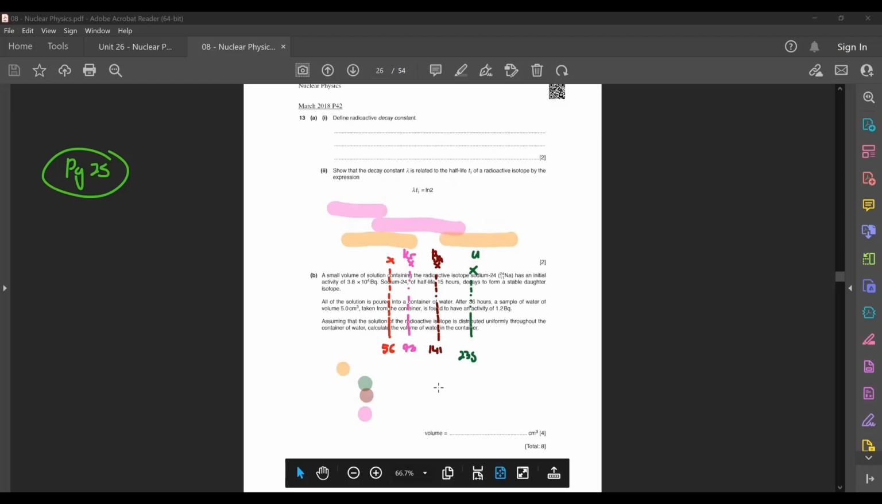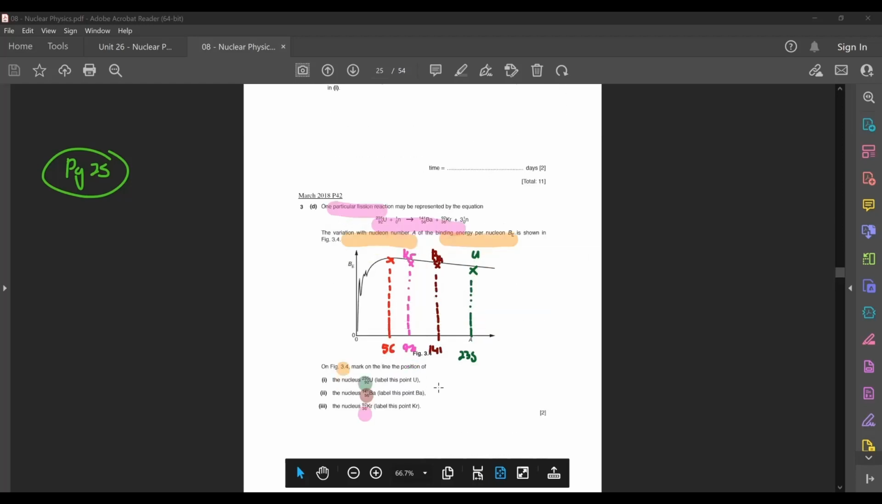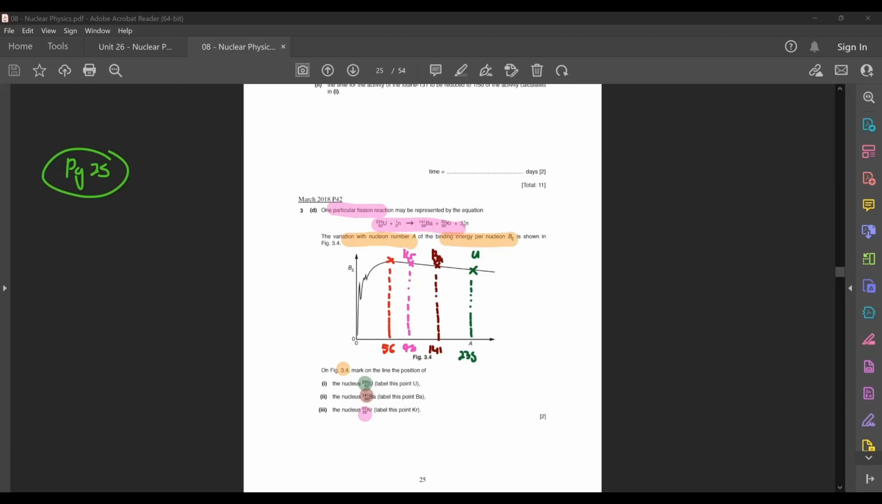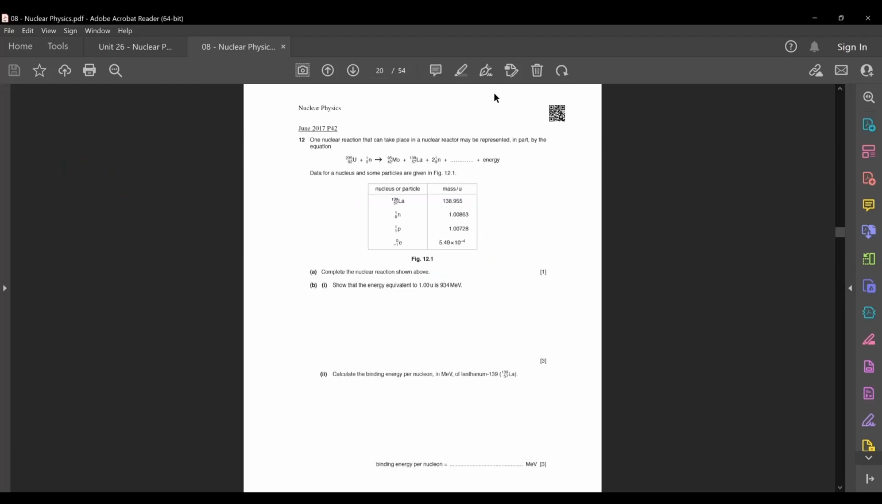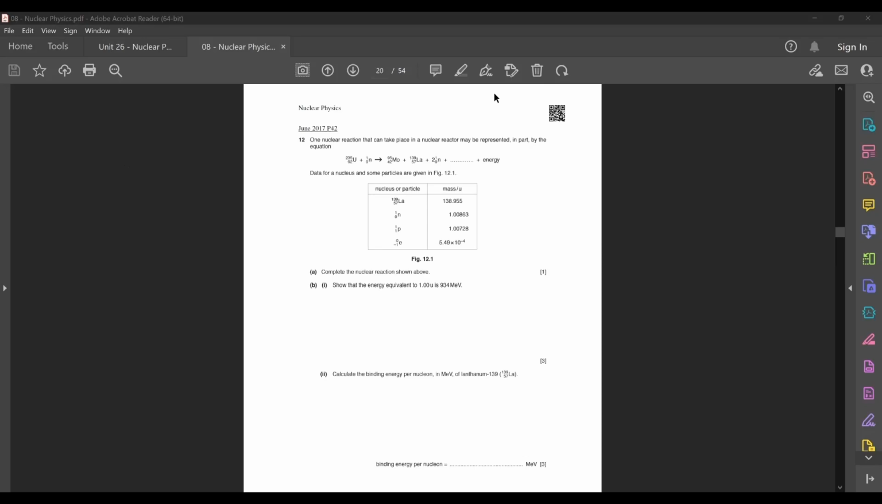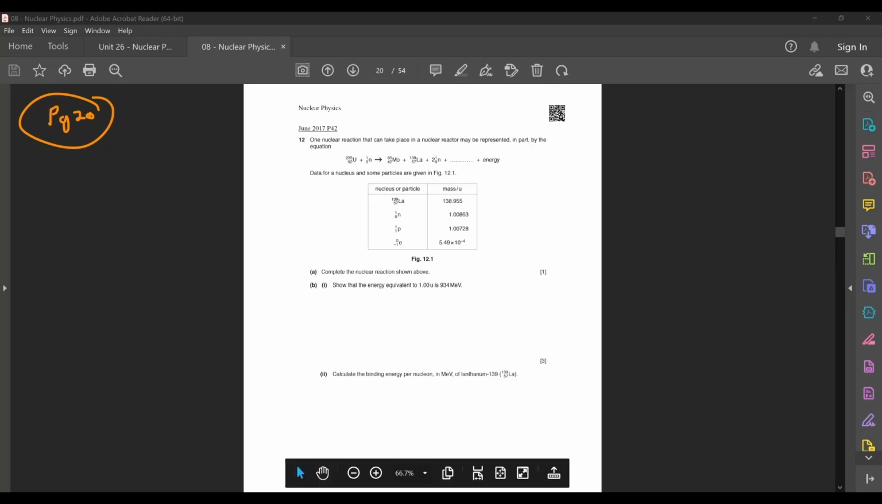Is there any questions from here? Nope, there isn't. This is just one example. Okay, if you're okay with that, then maybe we look at page 20. Have a look at page 20, just have a look at it while I open up the past year question answer. This is June 17, P42.